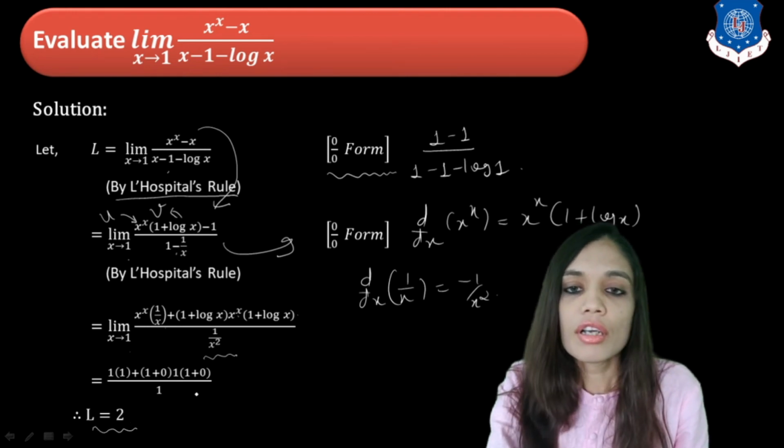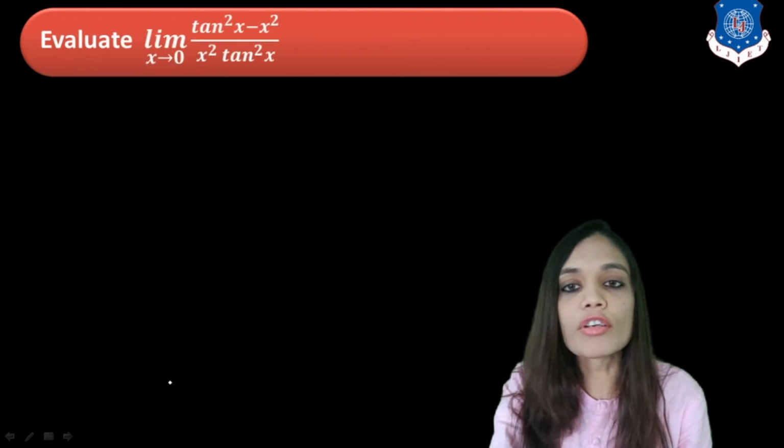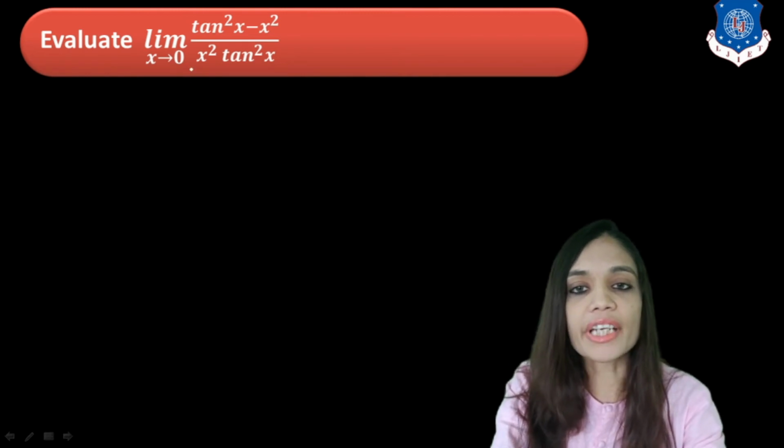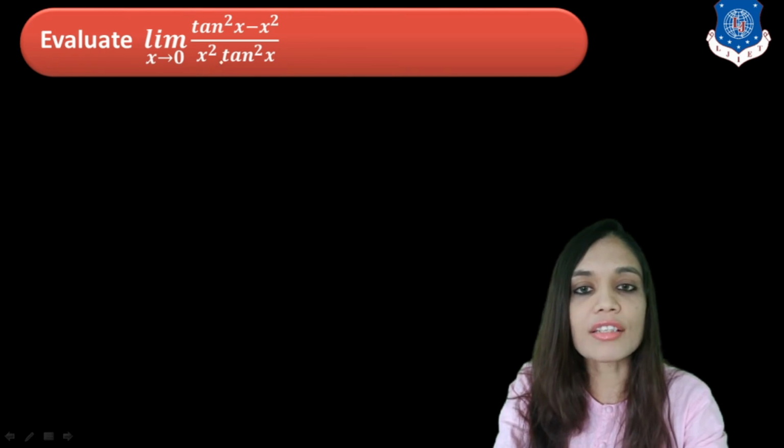Now similarly, let us solve one more example, that is limit x tends to 0, tan square x minus x square upon x square tan square x. Very important sum.